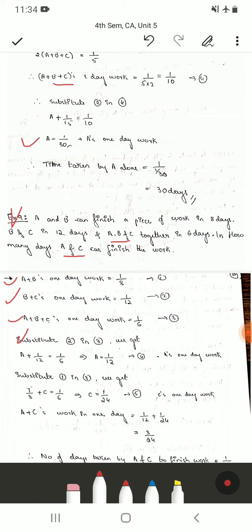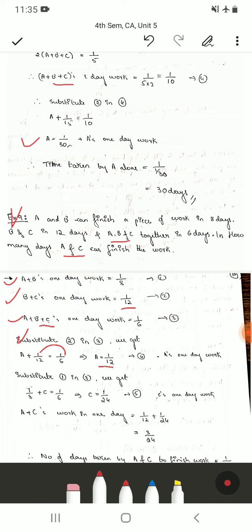So now we can substitute 2 and 3 so that we get A's work done in one day. In place of B plus C, you can substitute 1 by 12 and take it to the other hand side. It will be 1 by 6 minus 1 by 12. So take the LCM and simplify. You get A's one day work as 1 by 12.